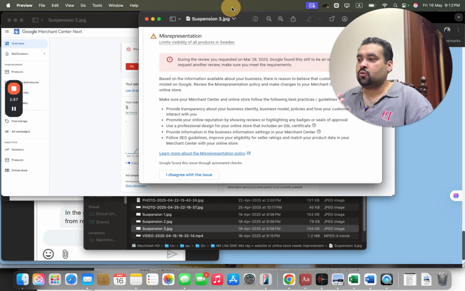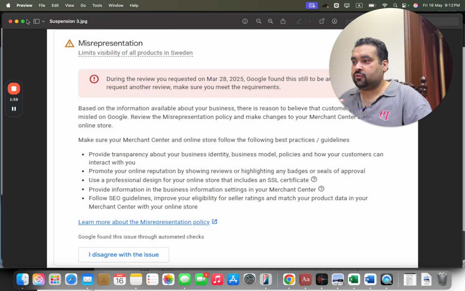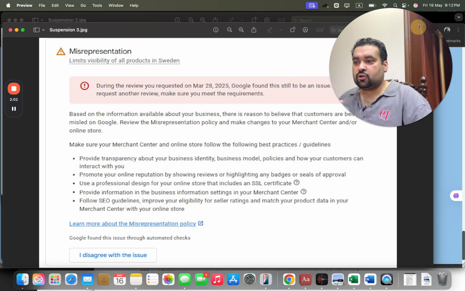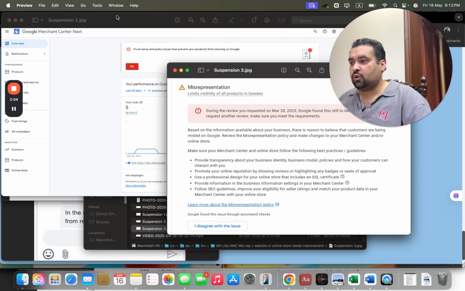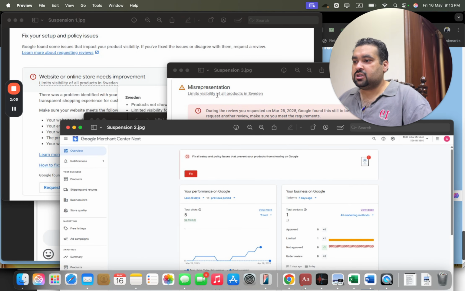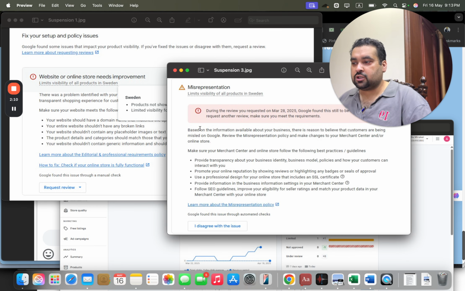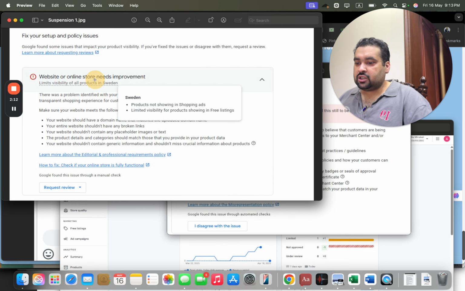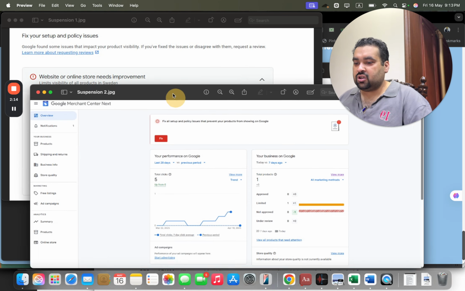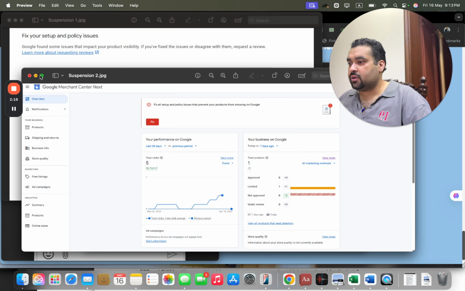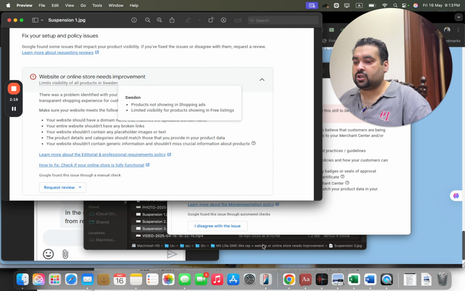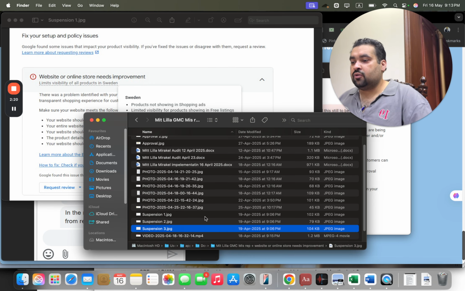But the interesting thing was that at the first moment the website had the website or online store needs improvement error, and then eventually it went into misrepresentation. So this was the first error, and after this it went into misrepresentation. With website or online store needs improvement, the GMC has limited products like this. However, when the misrepresentation came, all of the products went into the red mark, with none being approved.